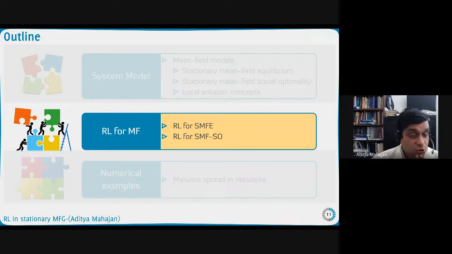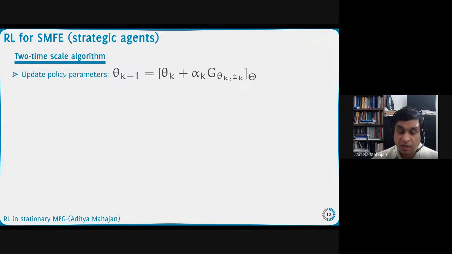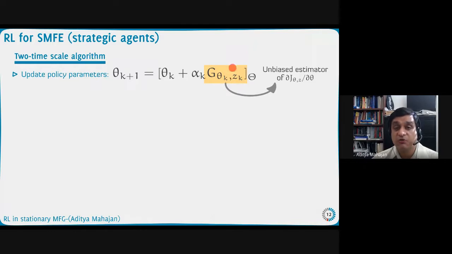Okay. So let me now talk about reinforcement learning in this setting. And the idea is really, really simple. I have parameterized policies. So I could think of a gradient descent or gradient ascent method to update my policy parameters, where I follow an iterative process where I update my policy parameters as my old policy parameters, plus some learning rate times g of theta k, z k, which may be viewed as an unbiased estimator of the partial derivative of performance with respect to the policy parameters.